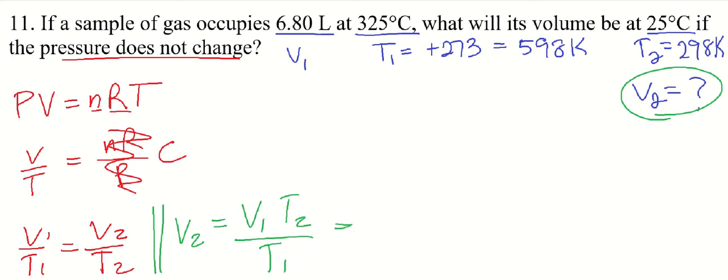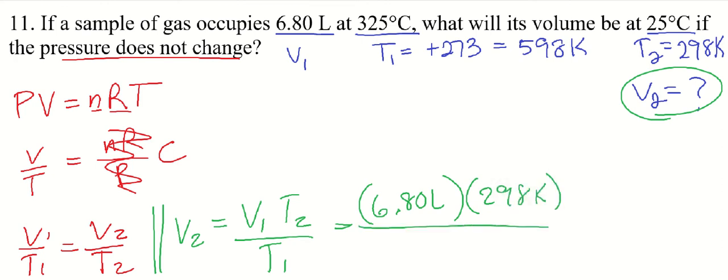All right, V1 is 6.80 liters. T2 is 298 Kelvin. And the initial temperature is 598 Kelvin. Kelvins are going to cancel out. Let's punch these numbers in. 6.8 times 298 divided by 598. Get 3.39. Get three significant figures here. And the unit we have left is liters.